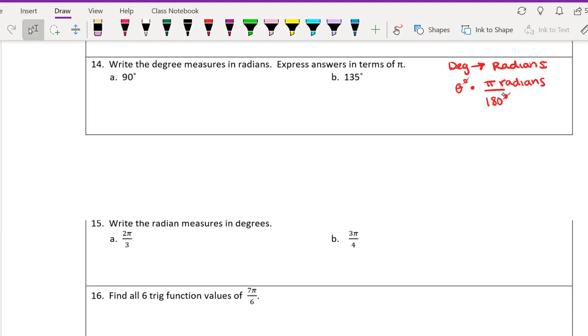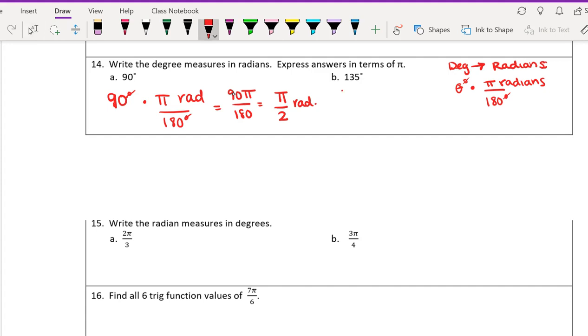Okay, so if I'm taking 90 degrees times pi radians over 180 degrees, those cancel. So this becomes 90 pi over 180, and 90 over 180 just reduces to 1/2, so this is pi over 2 radians.